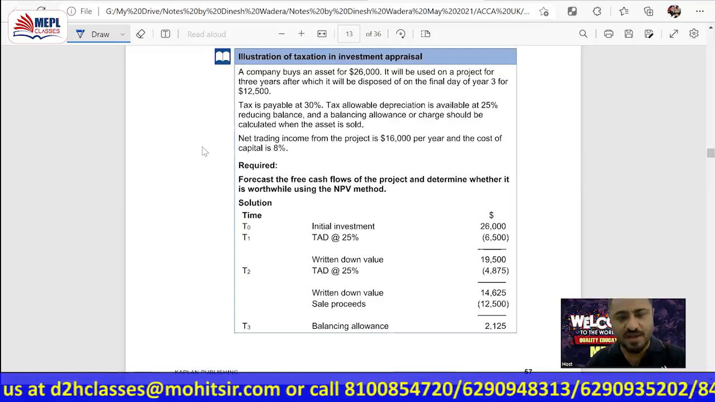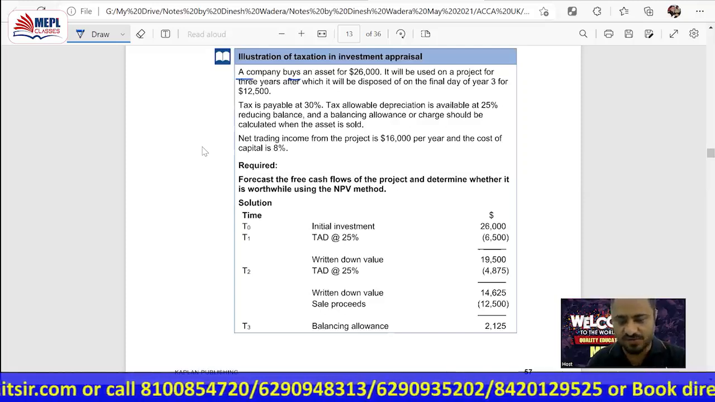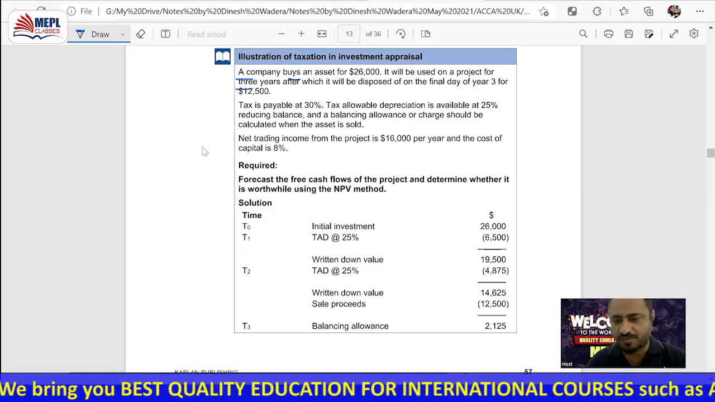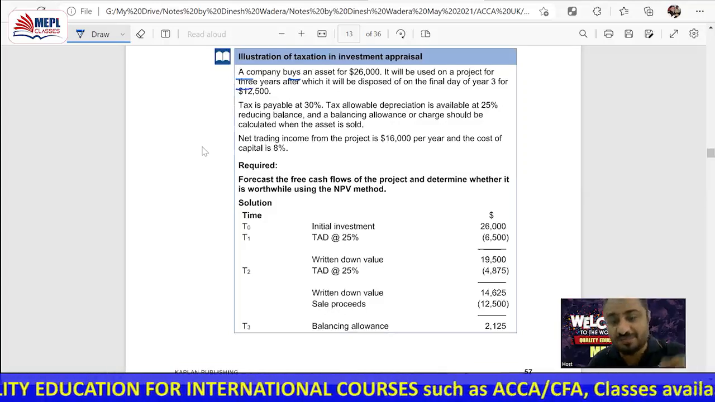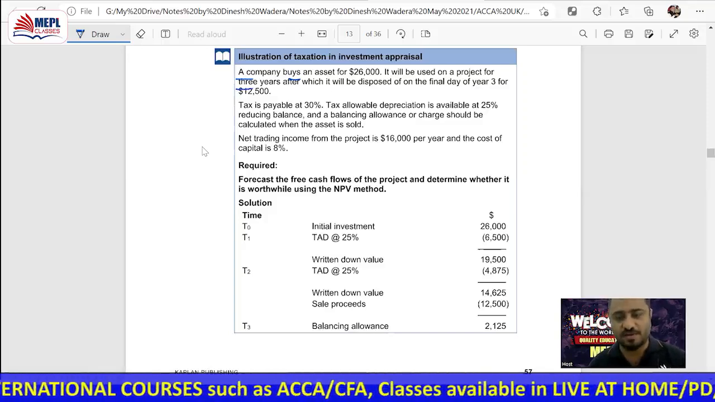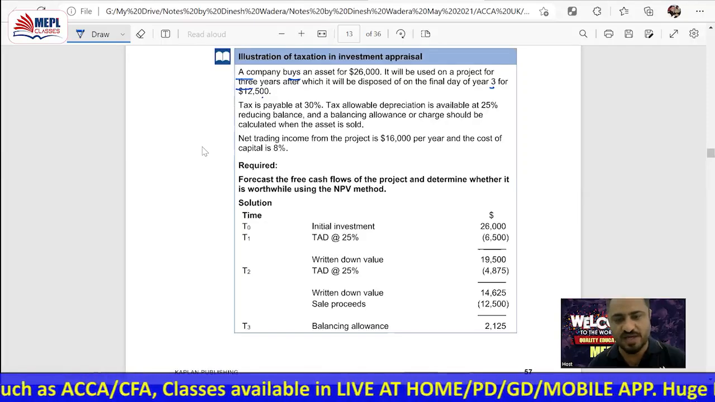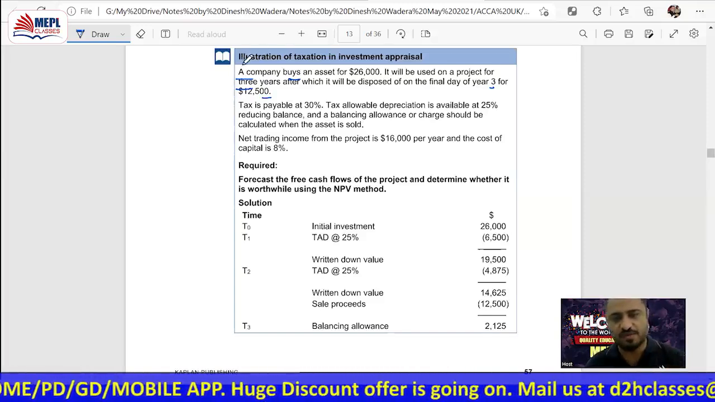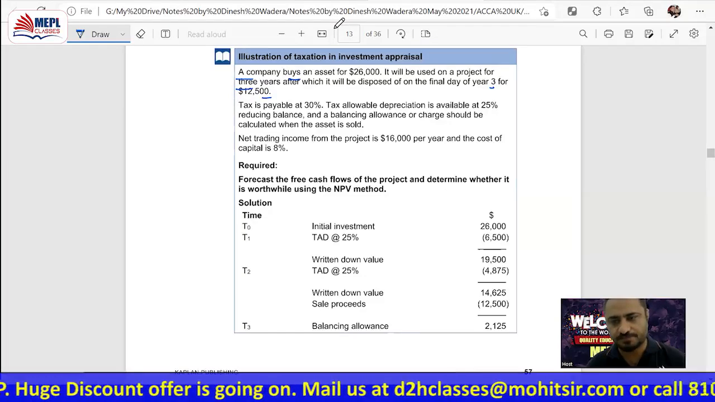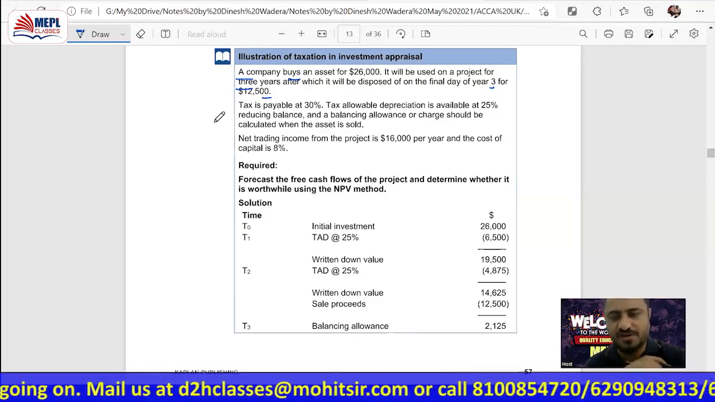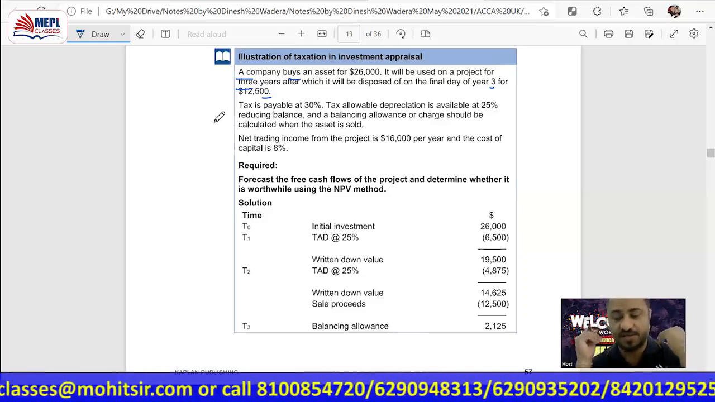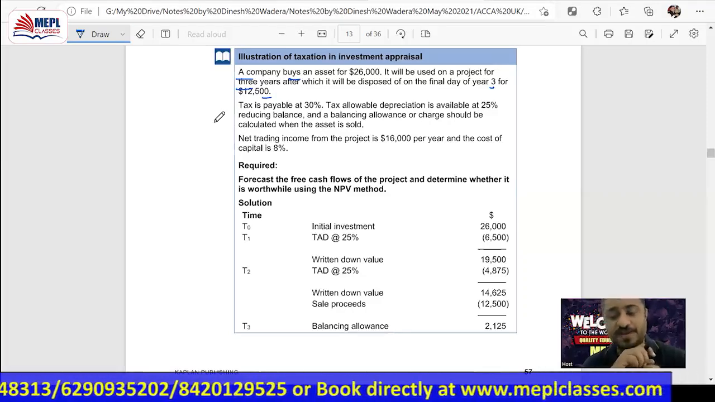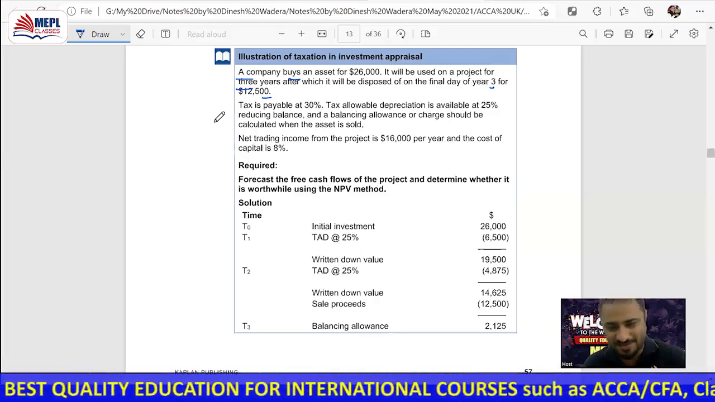Now pay attention here. A company buys an asset for 26,000. So today our cash outflow is 26,000. It will be used on a project for 3 years. Life of the project is 3 years, after which it will be disposed of on the final day of year 3 for rupees 12,500. So the case is pretty simple. Today cash outflow is going to be $26,000. After 3 years, $12,500 is going to come back. Tax is payable at 30%. On what will you pay the taxes? You will pay taxes on your profit and not your cash flow.